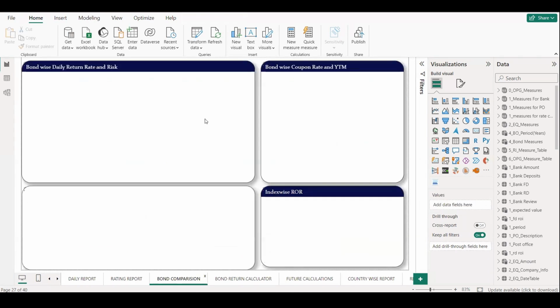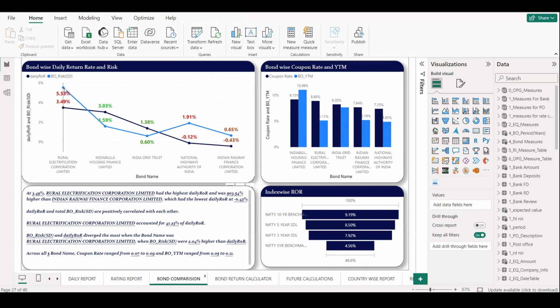Let's do a bond comparison here, where we are comparing each bond that we have taken for analysis. We are comparing the daily return and risk of each bond. Here you can see all the green bonds are those where you are able to generate a higher return based on the risk that we are taking. And the red bonds, we are taking a higher risk and generating a lower return. And this is the bond-wise coupon rate. You can see India Bull Housing Finance has the highest coupon rate, I mean yield rate, compared to the others. And this is just a smart narrative that you can read through based on what this page has analyzed for us.